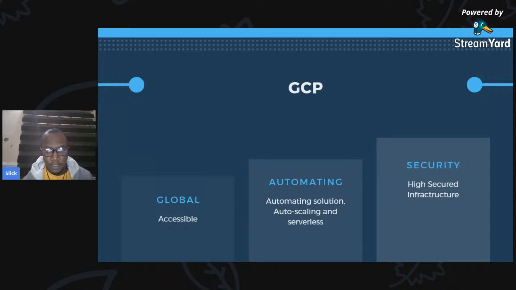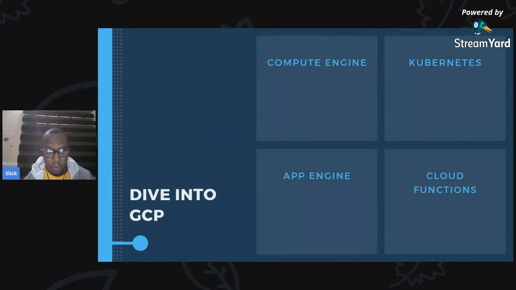So GCP is global, automated, and a highly secure infrastructure. It has auto scaling, serverless, and automation, and it is global, accessible from everywhere. So let's dive straight into GCP. We're going to focus on 4 categories in Google Cloud Platform. These are the Google Cloud Platform infrastructures. In Google Cloud Platform infrastructure, we have Compute Engine. Compute Engine falls under IaaS, that is infrastructure as a service.